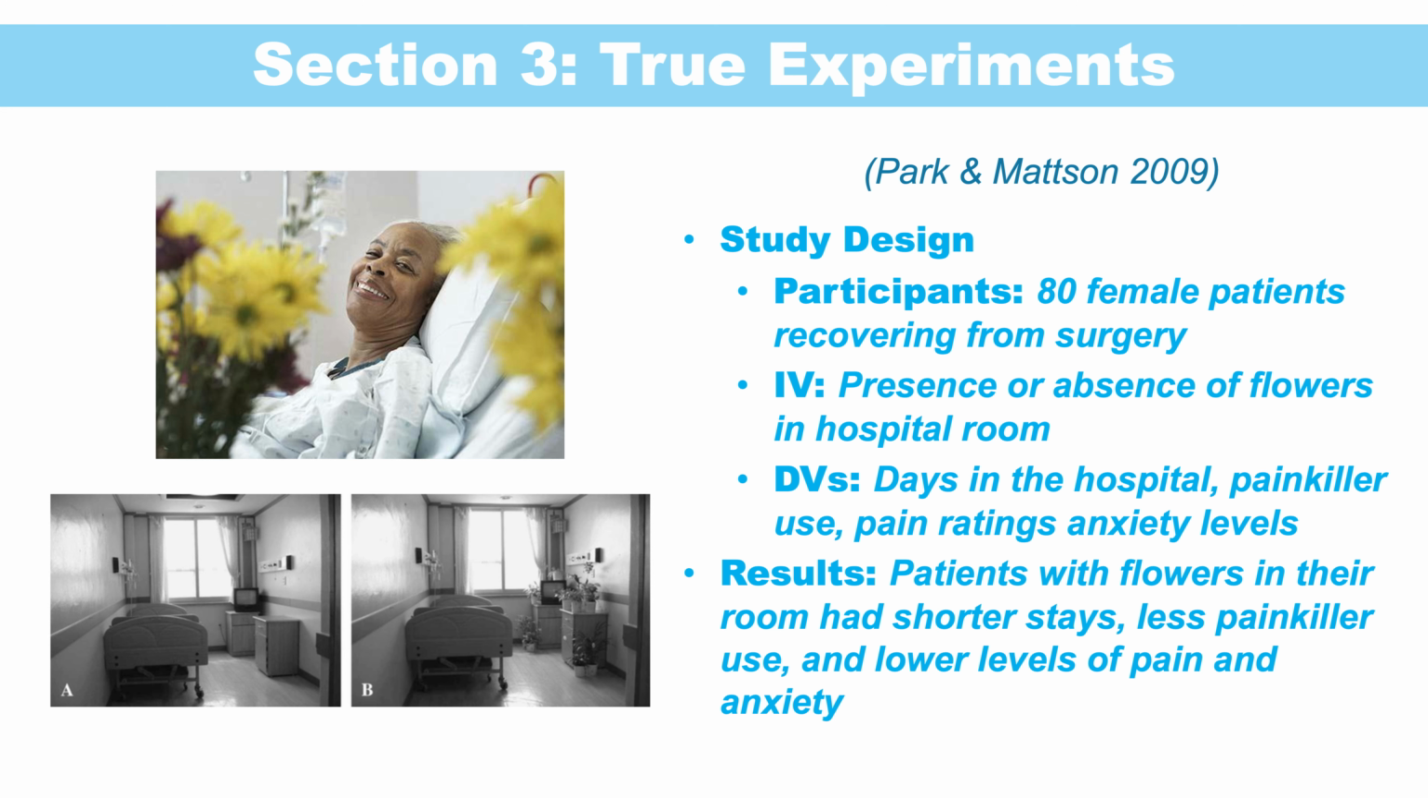They used random assignment, in which patients were randomly assigned either to a room with flowers, which was the active condition, or without flowers, which was the control condition. So what did they find? As it turns out, patients in rooms with flowers had shorter hospital stays, used fewer painkillers, and reported lower levels of pain and anxiety. By carefully controlling variables and randomly assigning participants, the researchers could confidently attribute these improvements to the presence of the flowers.